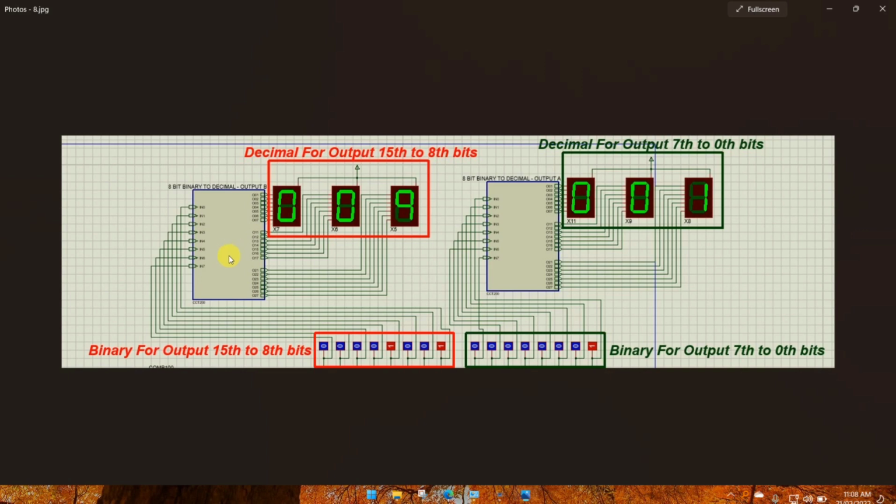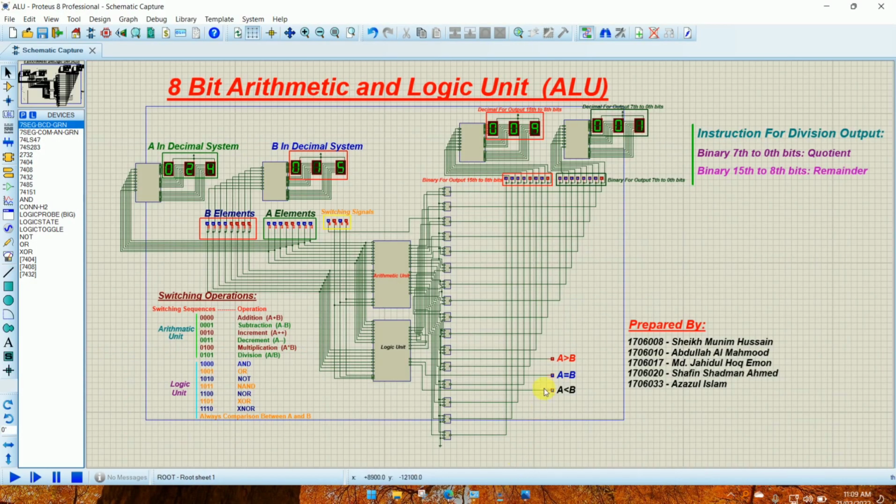For the division, we need to mention another thing. The division operation has two different outputs. One is the quotient, which is shown in the 0 to 7 bits and the corresponding decimal display, and the other is the remainder, which is shown in the 8 to 15 bits and shown in the corresponding display. So that's all from our project video.